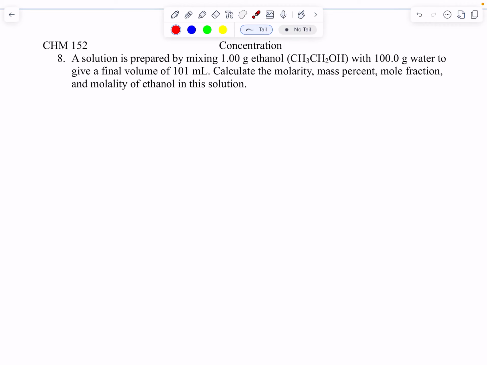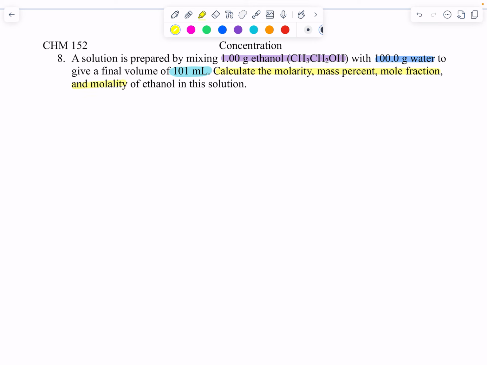Number 8. A solution is prepared by mixing 1 gram of ethanol with 100 grams of water to give a final volume of 101 liters. Calculate the molarity, mass percent, mole fraction, and molality.